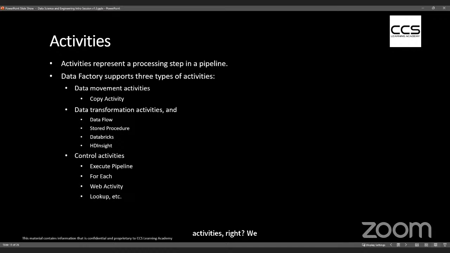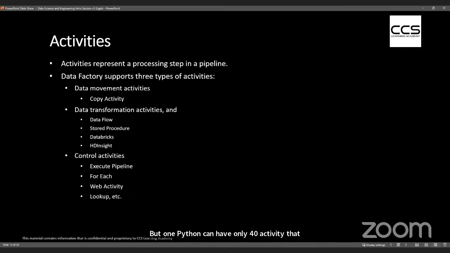We have control activities as well, which guide and monitor how the overall operation will be performed. Like we have the execute pipeline activity. So for example, let's suppose there is a scenario where you are creating a very complicated pipeline and you end up creating 60 activities, right? But one pipeline can have only 40 activities at maximum, right?